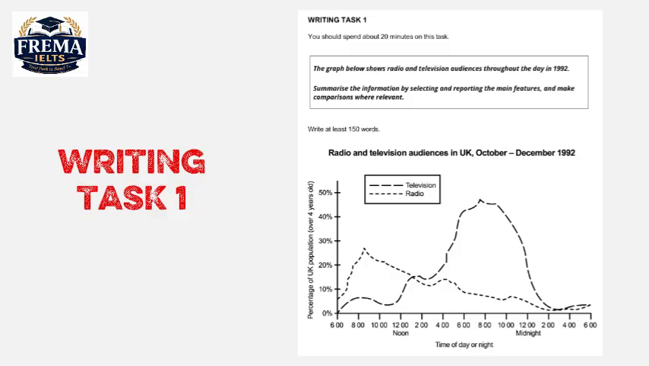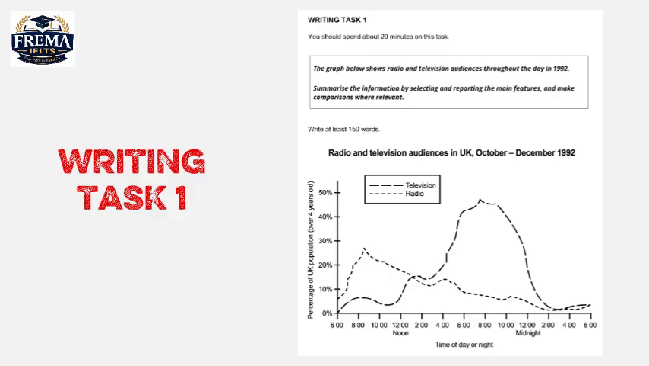The next step is to identify the main trends. For example, you should notice when radio audiences are highest, when television audiences peak, and how the numbers change during the morning, afternoon, evening, and night. These key patterns are what you should focus on in your report.